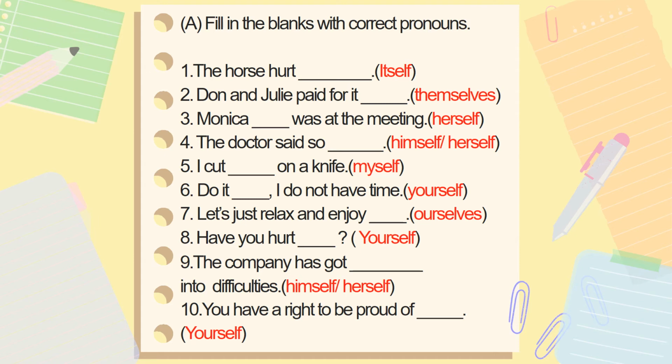Monica herself was at the meeting. Here, Monica is a girl, so we will use herself, and it will become Monica herself was at the meeting.